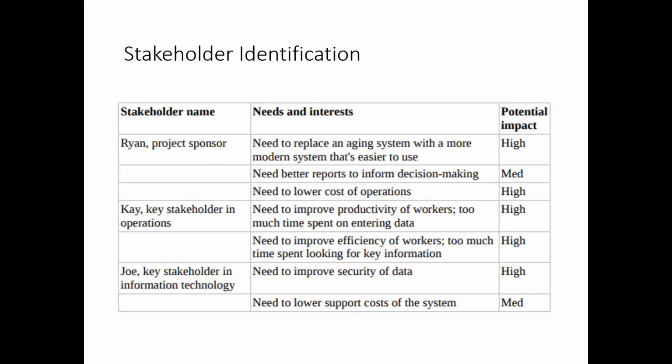So let's say, for example, the stakeholder name is Rayan, project sponsor. Needs to replace an aging system with a more modern system that is easier to use. Needs better reports to inform decision making. So it is medium, moderate. Needs to lower cost of operation. So it is high. Key stakeholders in operation need to improve productivity of workers. So it is high. So these are the different identification techniques, and how we differentiate them with the stakeholder name, needs and interests, and potential impact.